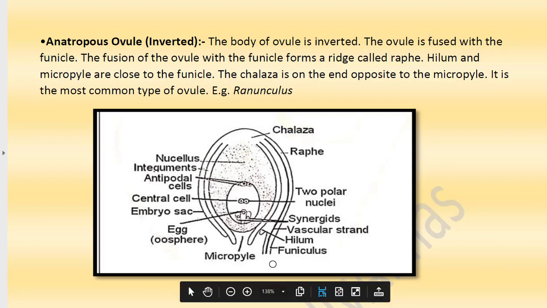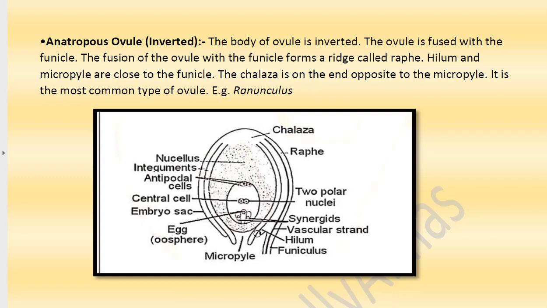So if you look here, the funicle and the ovule is more or less fused. Like they don't have a placental type or an elongated type of division. Understood? मतलब यहाँ पे funicle और जो आपका ovule है वो लगभग एक ही area से, एक ही जगह से start हो रहे हैं. Hilum and micropyle are close to the funicle. Now both hilum and micropyle are very close to the funicle.